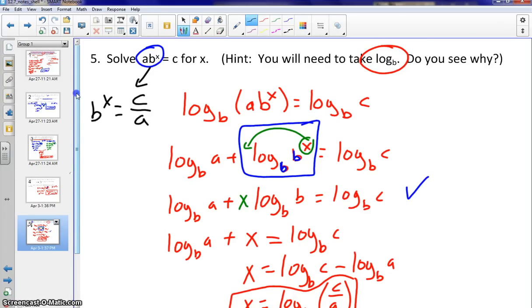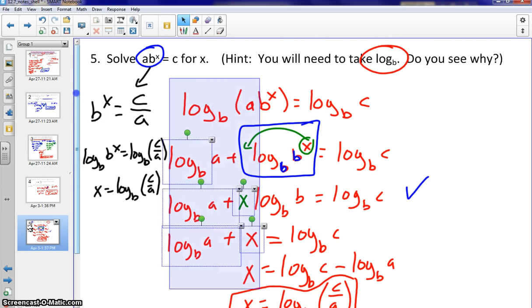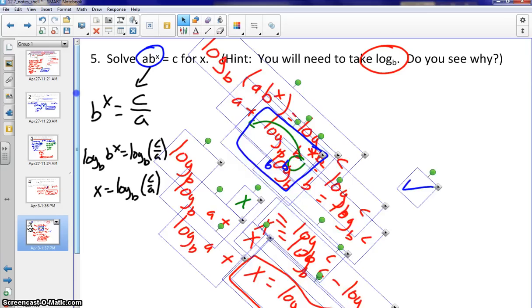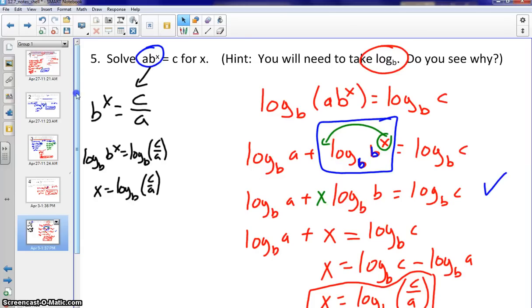So let's go ahead and finish that. If we take log base b of b to the x, log base b of c over a, you can see again, using our properties of logs, we would just simply get x equals log base b of c over a. So that is a slightly shorter method. Let me go ahead and move this over. So there really are two methods to that: the one in black on the left, or the one on the right in red. Both are appropriate. Okay, and this concludes the second day of 12.7.